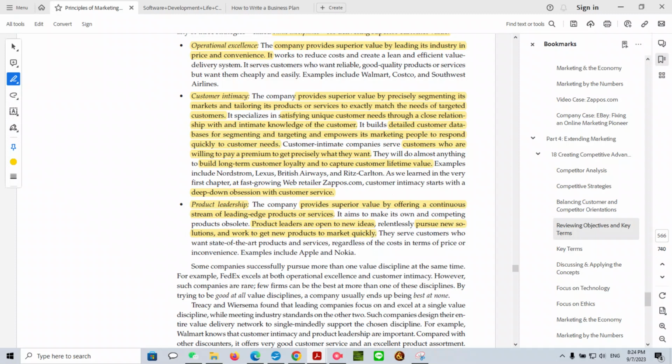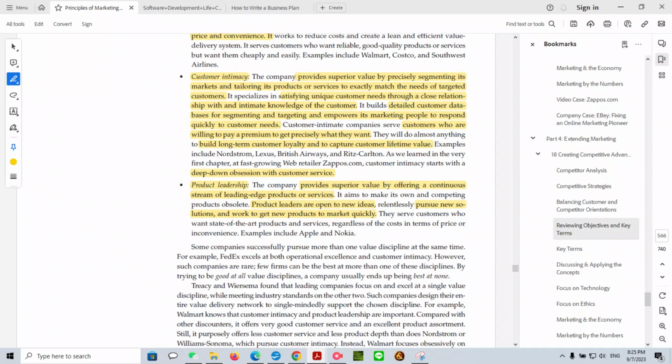I was just about to mention Apple because every couple of years, it's a new marketing campaign for the newest, latest, and greatest. Some companies successfully pursue more than one value discipline at the same time. For example, FedEx excels in both operational excellence and customer intimacy. However, such companies are rare. Firms can't be the best at more than one of these disciplines. By trying to be good at all value disciplines, a company usually ends up being best at none. So again, we need to specialize.